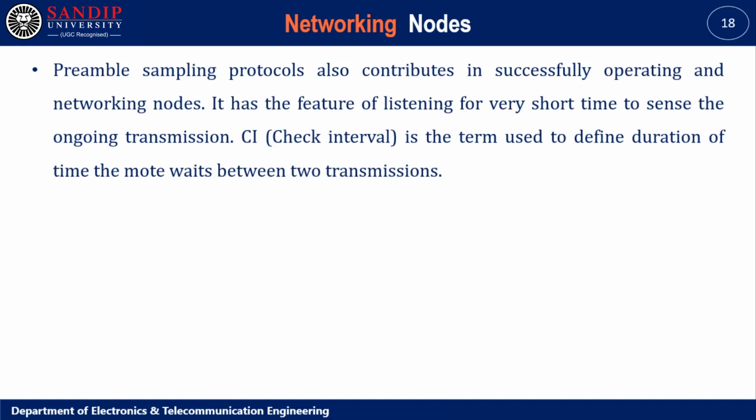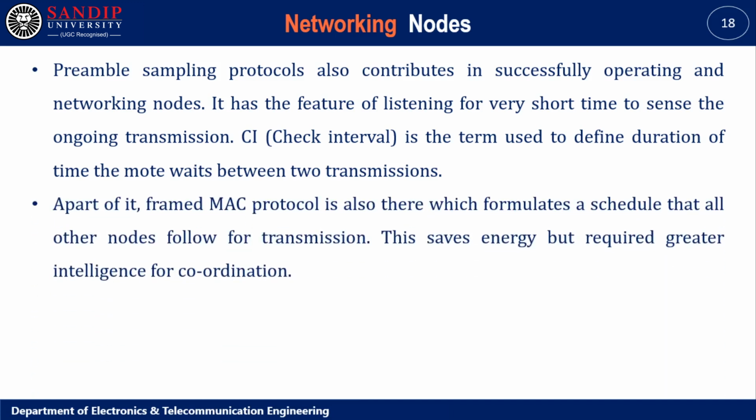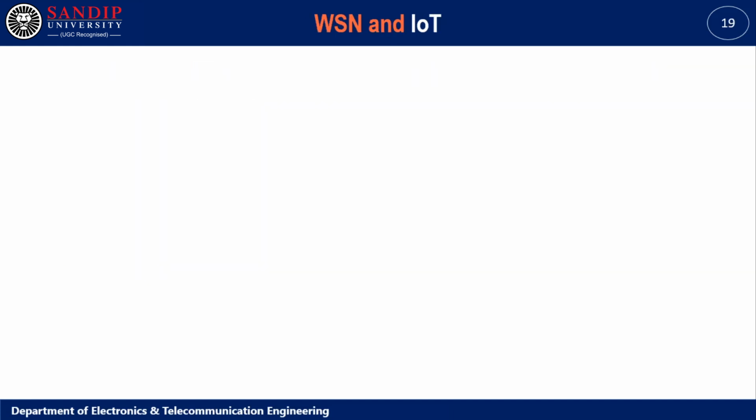Preamble sampling protocols also contribute to successfully operating and networking nodes. It has the feature of listening for a very short time to sense an ongoing transmission. CI, that is check interval, is the term used to define the duration of time the node waits between two transmissions. Another is the frame MAC protocol, which formulates a schedule that all other nodes follow for the transmission. This saves energy but requires greater intelligence for the coordination.